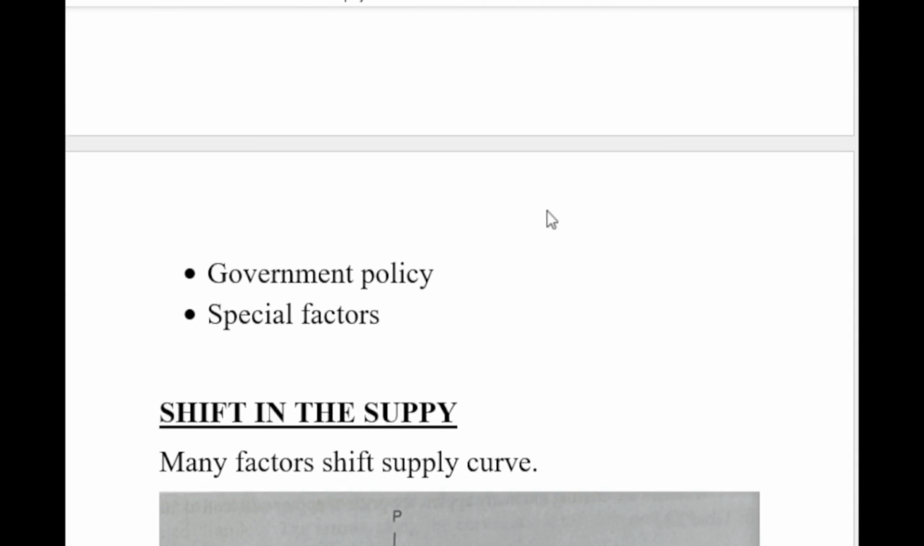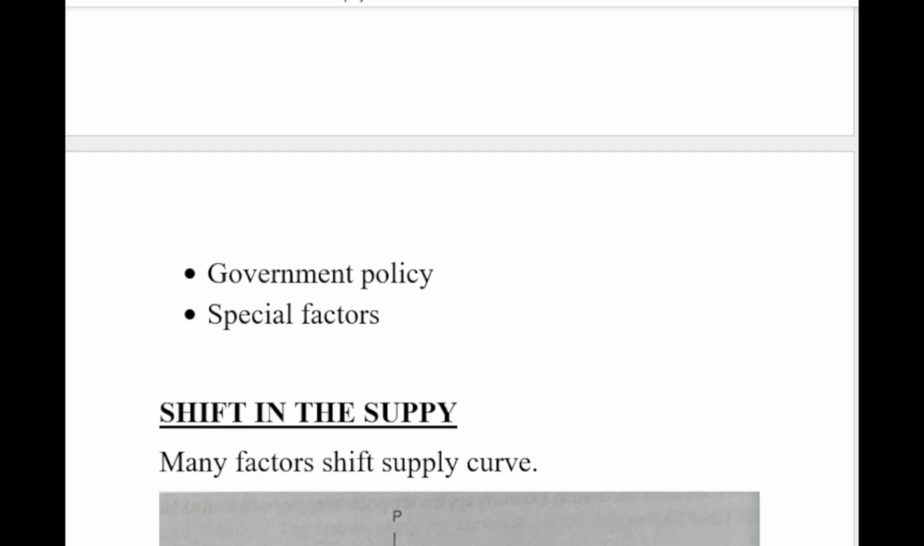The government policy also has an important influence on the supply curve. We know about labor wages that there must be some minimum wage requirement to be paid to the laborers. So it is the government policy that the minimum wage should be paid to the laborers. But if the government relaxes this policy and goes for a wage cut, then there will be a low cost of production and more quantities will be supplied at the same price.